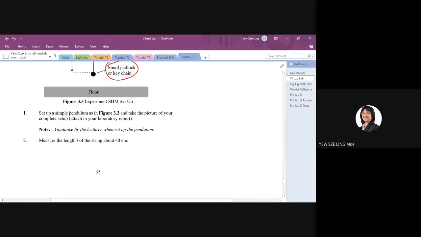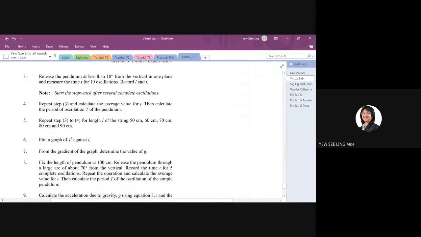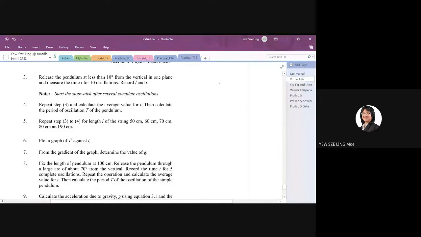So set up a simple pendulum as shown in figure 3. Make sure you take a picture. In the picture, you need to show me the whole setup, including how you tie the string. I want to see how you tie the string. Then measure the length of the string, about 40 cm. And then release the pendulum at a place that is less than 10 degrees from the vertical. So just now you have this, you have it here.